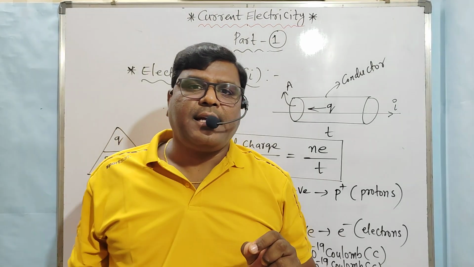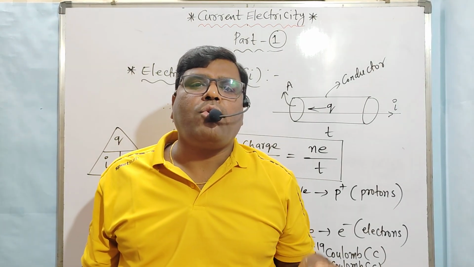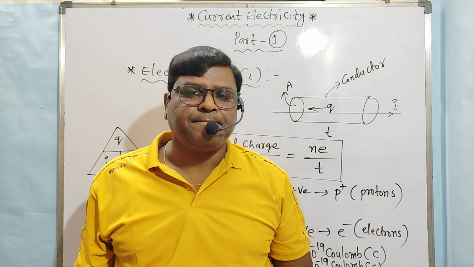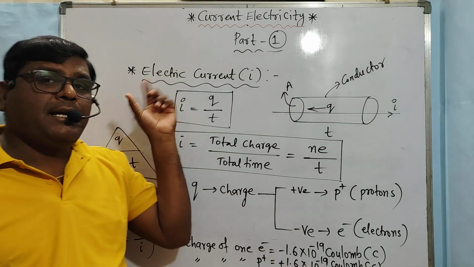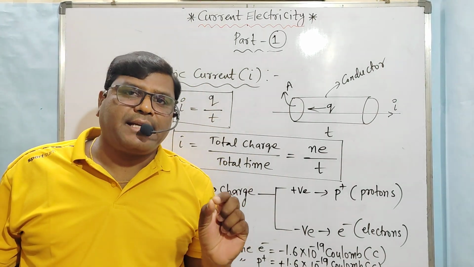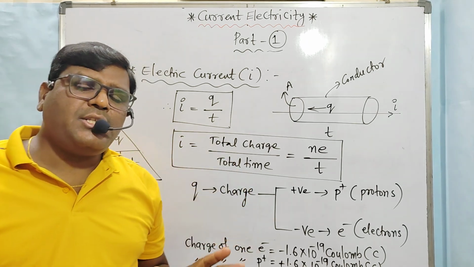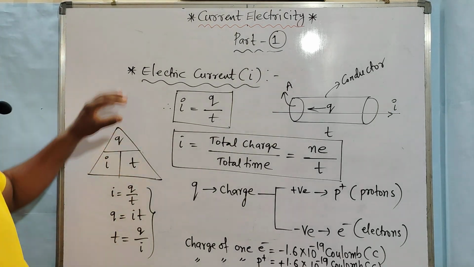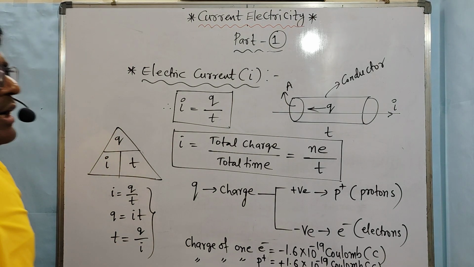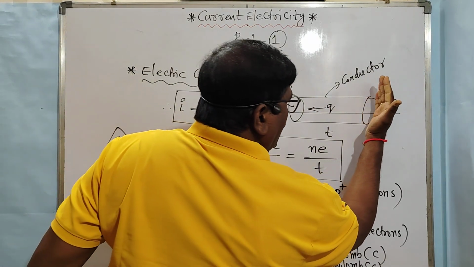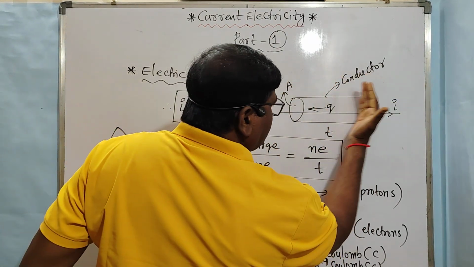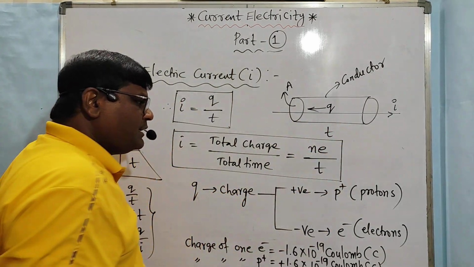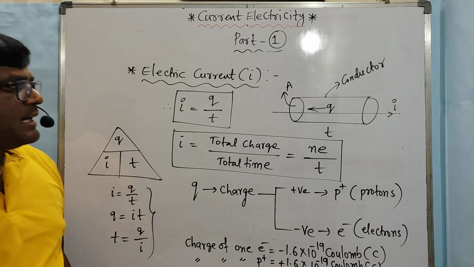So what is the electric current? Electric current is nothing but the rate of flow of electric charge through any cross section of the conductor. Once again I repeat, the rate of flow of electric charge through any cross section of the conductor is called electric current. Electric charge is Q, the total charge flowing or crossing from one end of the conductor to the other end in a time interval of t seconds. Like that we can define electric current.